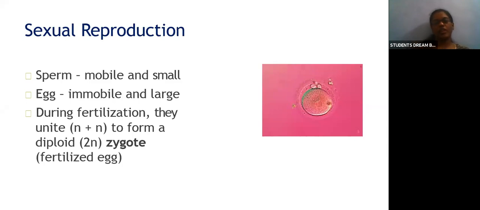Okay. So during fertilization, what will happen? The male and the female gamete unite. Each of them will have n number of cells, which will form a diploid. Diploid means two times that of the n. So two times those cells will be formed, which is nothing but a zygote, the fertilized egg. The zygote will then form the embryo, which will give rise to a young one. So this is the basis of sexual reproduction.